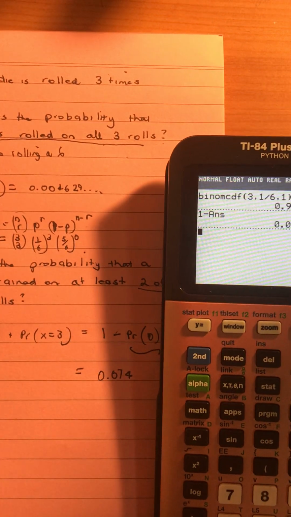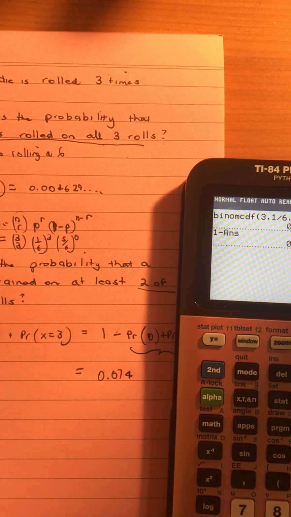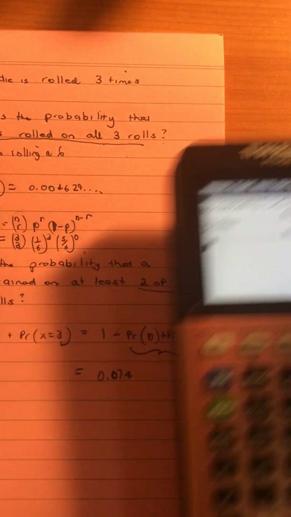Now obviously I could have gone and worked those out individually. I've already got the one for 3, I could have gone and worked out the one for 2 and then added those 2 together, but this is a bit quicker using the calculator.